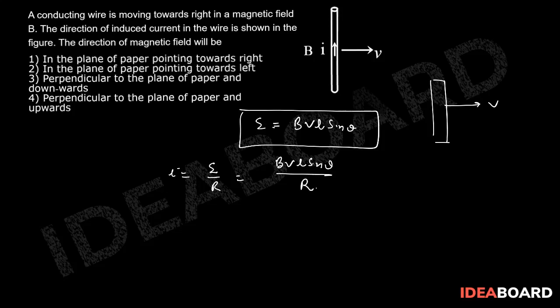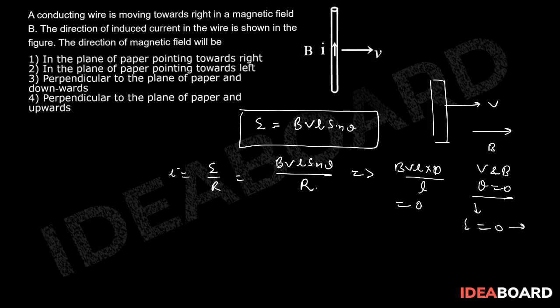So now clearly, if you see option number 1, into the plane of the paper, in the plane of the paper pointing towards right, that means option number 1 says this is the direction. Then I can clearly see B and V have angle theta equal to 0. That means EMF has to be 0, because of this equation BVL into 0 divided by R, which will give you 0. That means current has to be 0, but current is given in the question. That means this cannot be the answer.